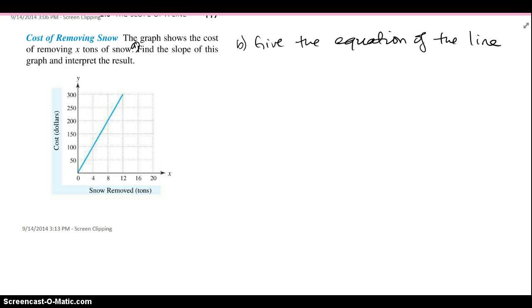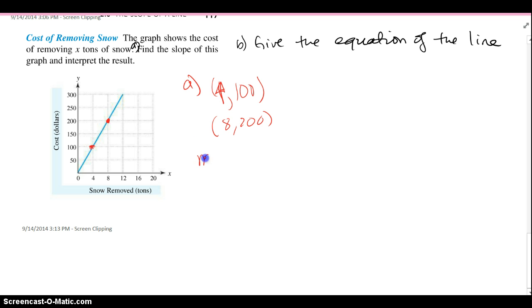Okay, the graph shows the cost of removing X tons of snow. Find the slope of this graph and interpret the results. And there's a part B as well, so let's go look at part A. It says find the slope. So in order for me to find the slope, I'm going to find 2 locations that I can read easily. I can read this ordered pair, and that's going to be 4, 100. I can also read this ordered pair fairly easily. That's going to be 8, 200.